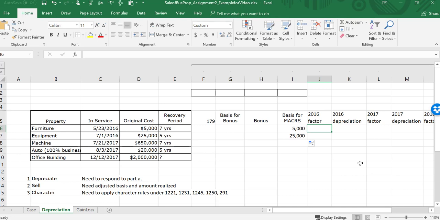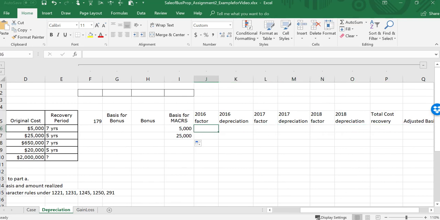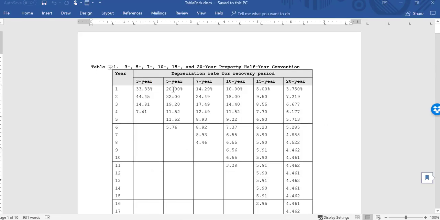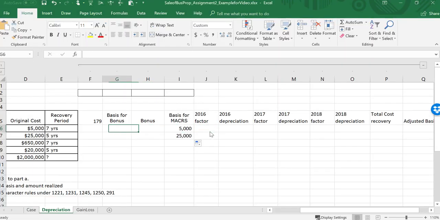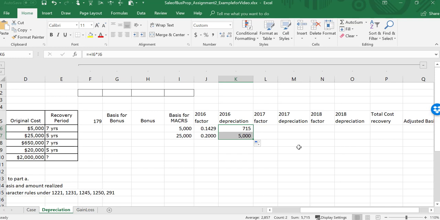Okay, so I've got to do 2016, 2017, and 2018 depreciation. Let's, of course, start with 2016. That's the first year. Where would I go? Of course, I would go to my table pack, right? So I can see that first year for 5-year property is 20%. First year for 7-year property is 14.29%. So I just need to take those amounts back, put them into my schedule. So this is 7-year property, my depreciation factor, 14.29% and 20%. Now I can calculate depreciation. Voila. 2016 is done and done.